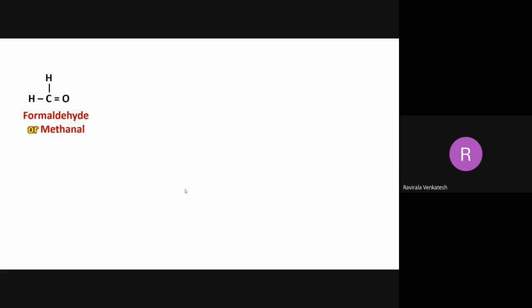This is formaldehyde. Everyone knows this. Formaldehyde. Methanal. Meth for one carbon. Ane for a single bond between carbons; you don't consider this double bond. Al for aldehyde. This is the aldehyde group, so methanal.